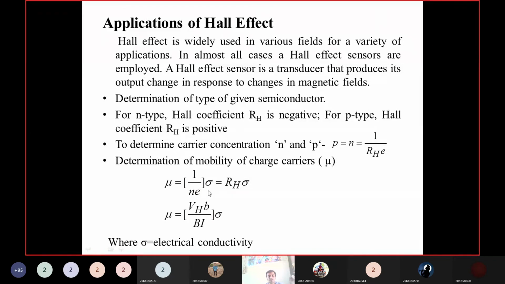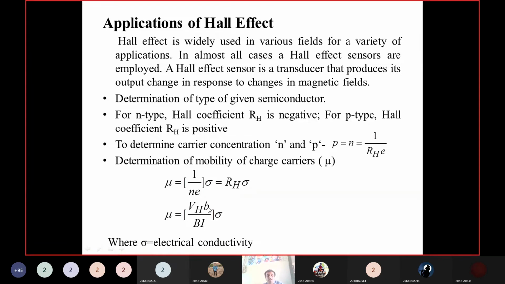Here, substituting the RH value: previously we calculated RH equal to VH into B by B into I. Okay, by using this formula, we can also calculate the mobility of the charge carriers.